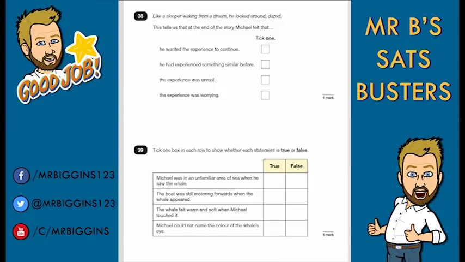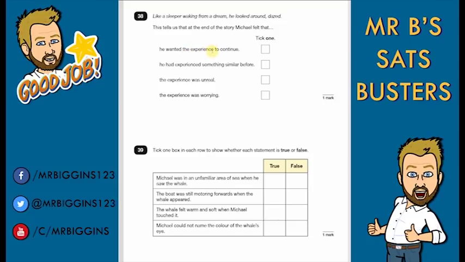Question 38 says, like a sleeper waking from a dream, he looked around, dazed. This tells us that at the end of the story, Michael felt that he wanted the experience to continue. He had experienced something similar before. The experience was unreal, or the experience was worrying. Okay. Now, when we're looking at this one again, have a look. I think it's this one. Try and rule out other ones. You want the experience to continue.